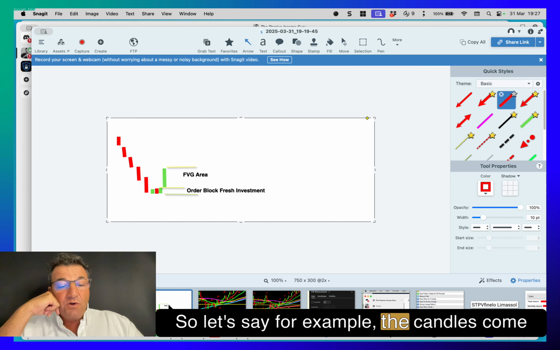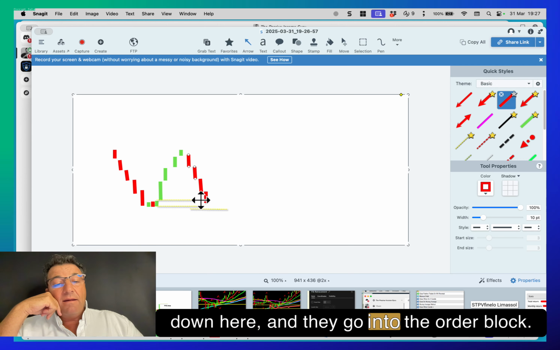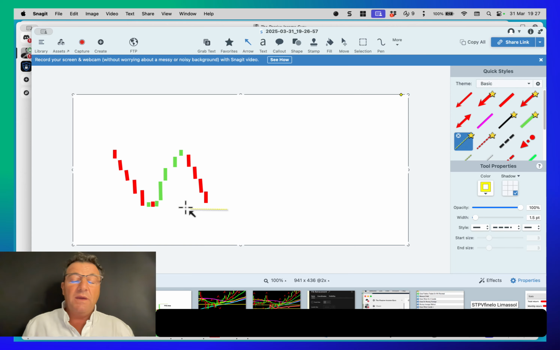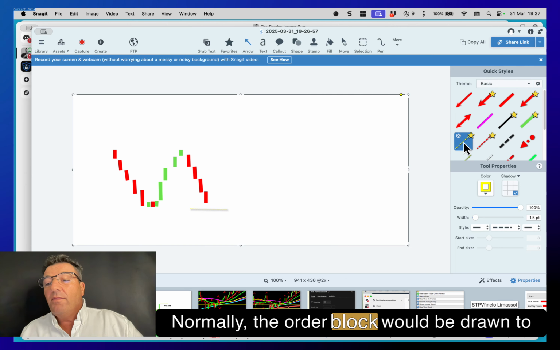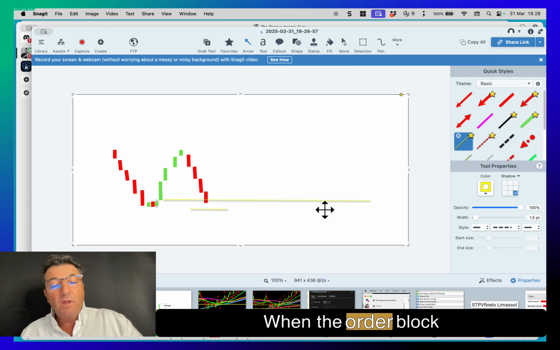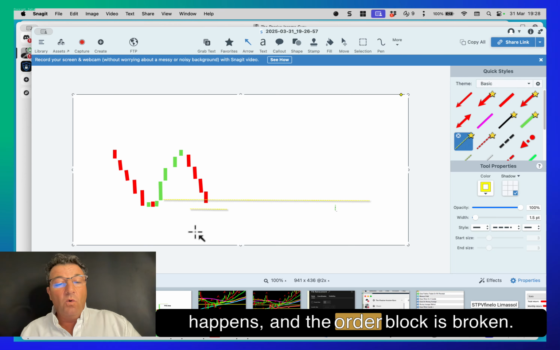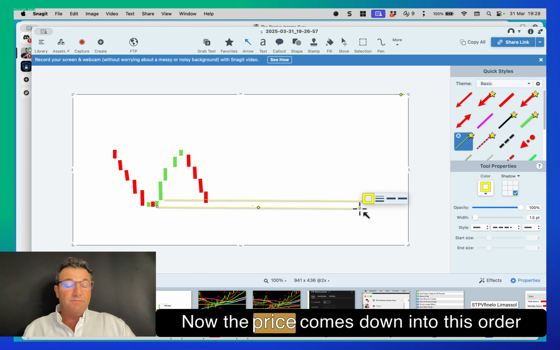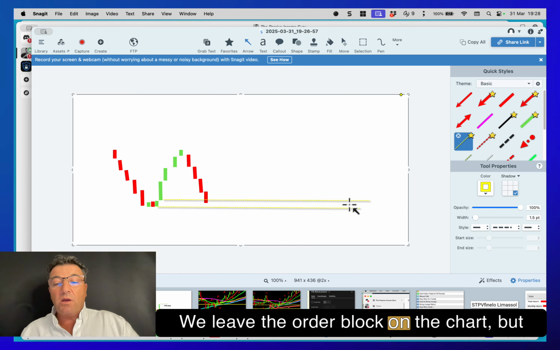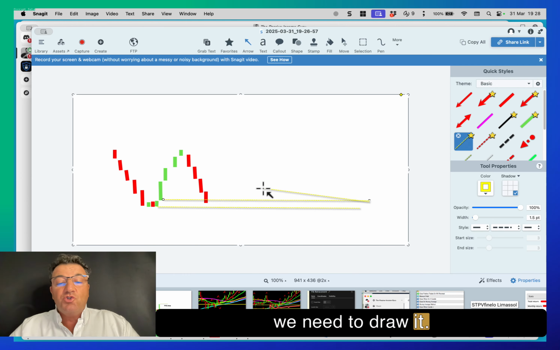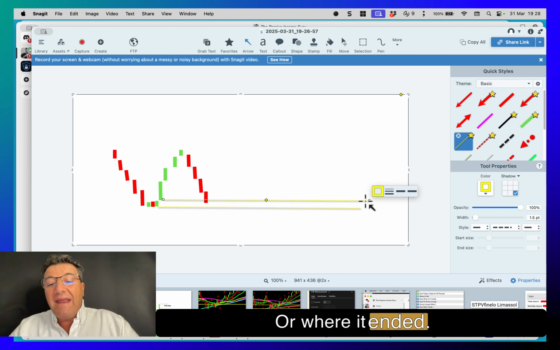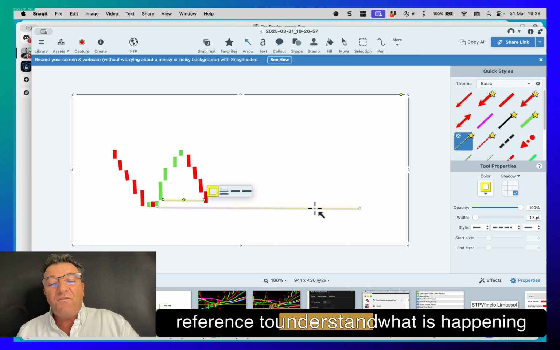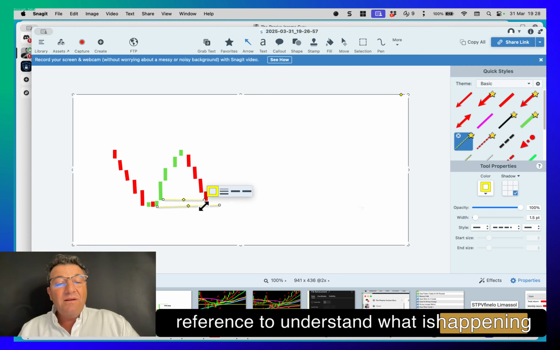So let's say, for example, the candles come down here and they go into the order block. I would say then, yes, the order block now has disappeared. It's cancelled. Normally, the order block would be drawn to the end of the chart. When the order block is broken, it happens like this, right? Now the price comes down into this order block. We leave the order block on the chart, but we need to draw it to where it ended. And it ended at this candle.